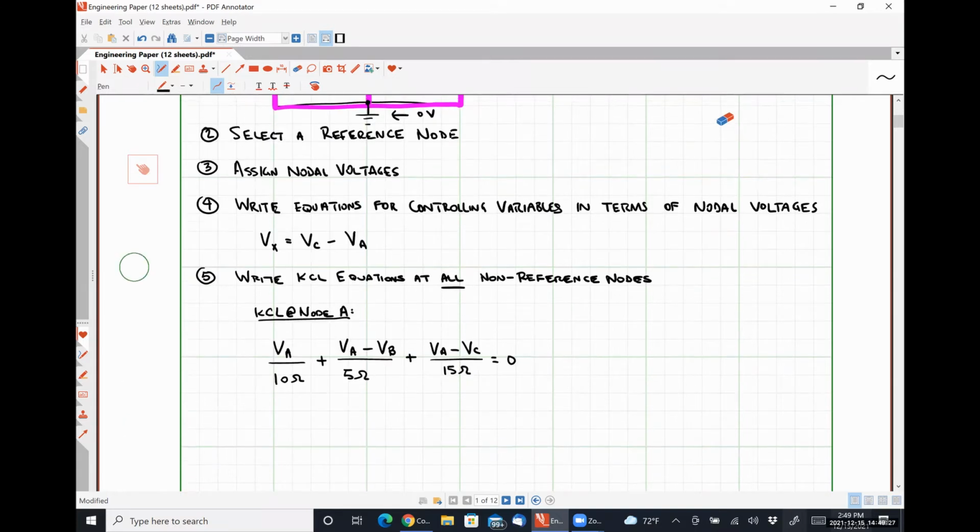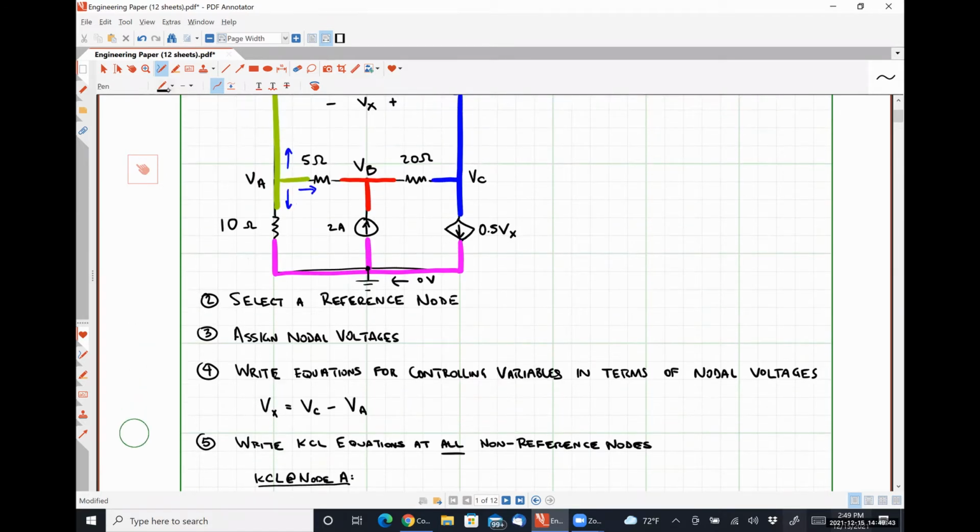So we'll now write a KCL equation at node B. So that equation will be me adding this current flowing to the left through the 5 ohm resistor, plus this current flowing down through the independent current source, plus this current flowing to the right through the 20 ohm resistor. I just add those guys together and set them equal to 0.